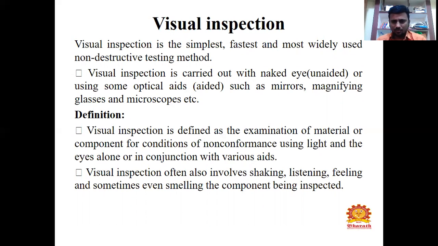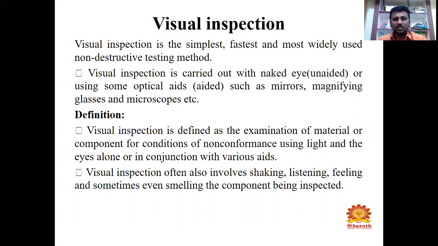There are two methods in visual inspection. One is unaided, another one is aided. Unaided means naked eye, we can see directly. Aided means optical use. What do optical aids mean? Such as mirrors, magnifying glasses and microscopes. If you are using mirrors, magnifying glasses, and microscopes, that comes under the aided method, because we are using optical aids.